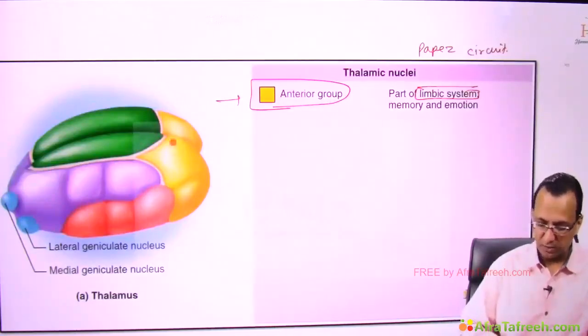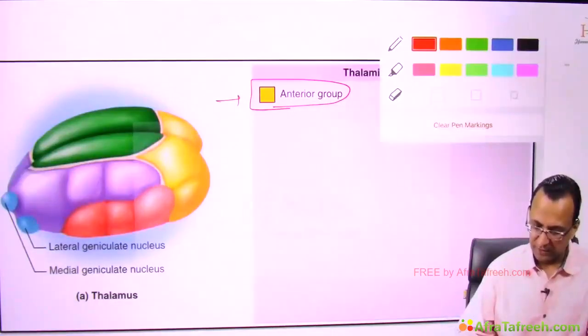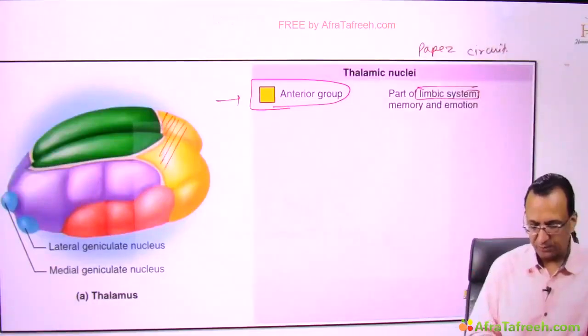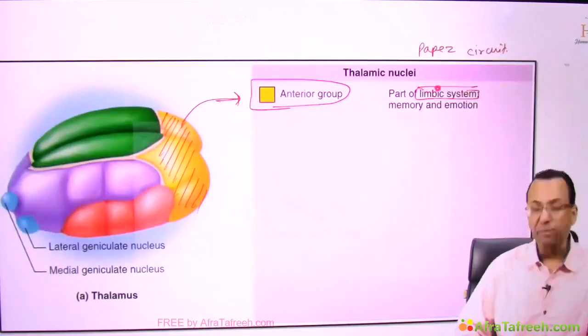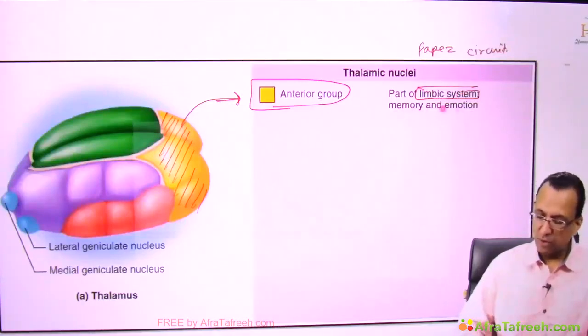That yellow color, you know, that yellow color. You can see here, I'll mark it. This yellow color is the anterior group. So that is part of the limbic system, the Papez circuit, for emotions and memory. Emotions and memory.